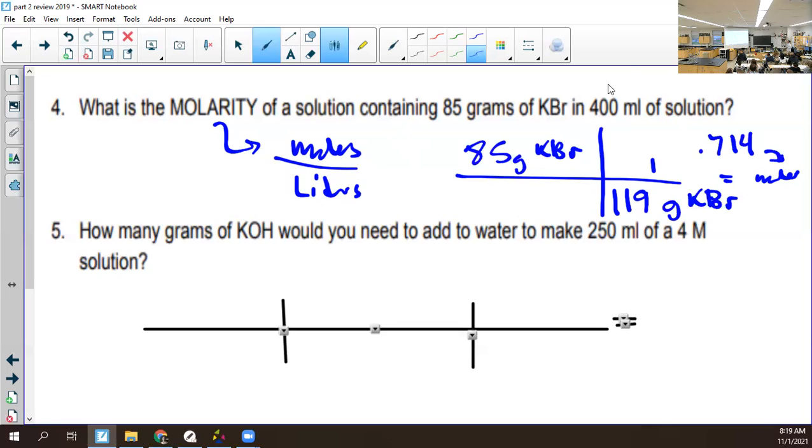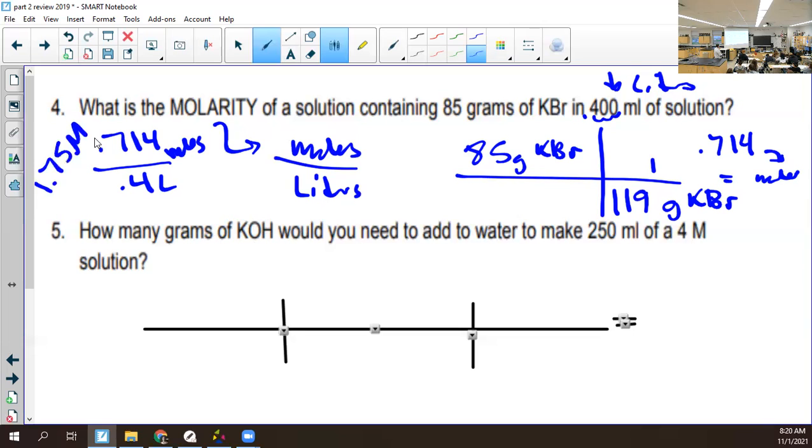Now, the volume, these are tricky. This has to be in liters. So to go from milliliters to liters, I go this way. And I get 0.4 liters. So it's ugly what I'm doing right here. 0.714 over 0.4 liters. So dividing that by 0.4 is about doubling it. So I'm going to say like 1.52. Oh man, I was way off on that one. 1.75 capital M. It's two steps. Turn to your homework.